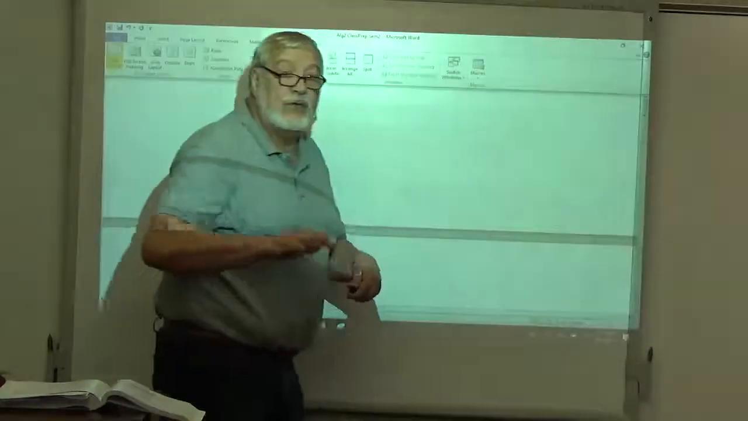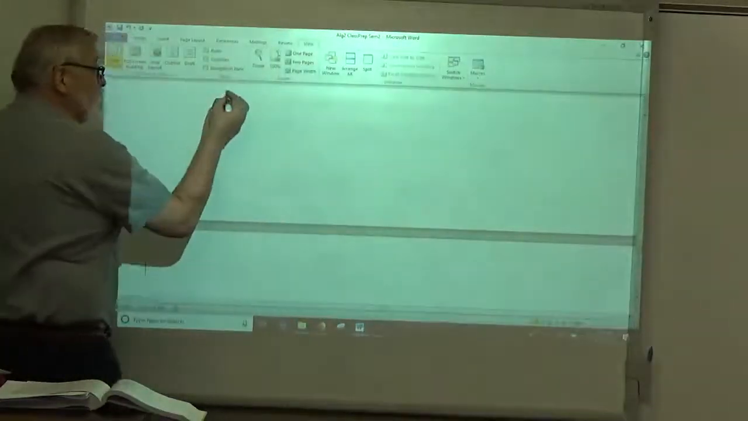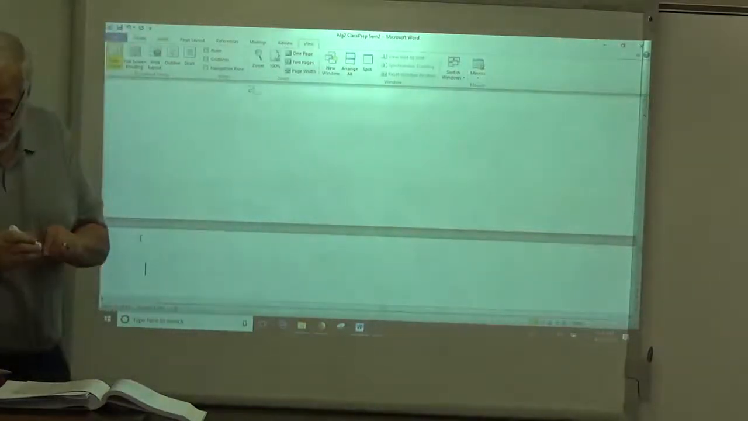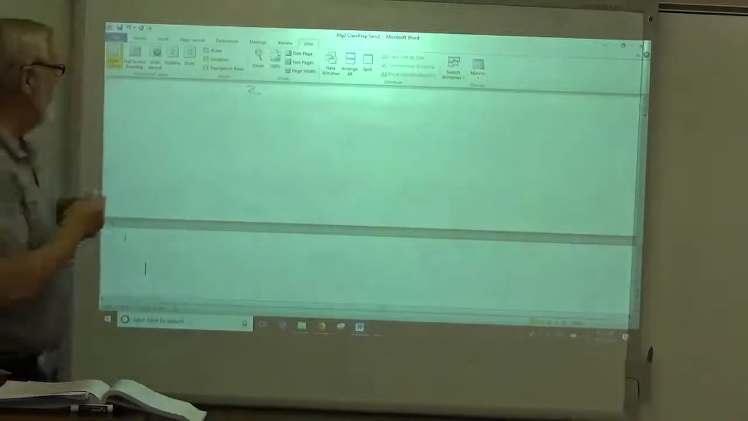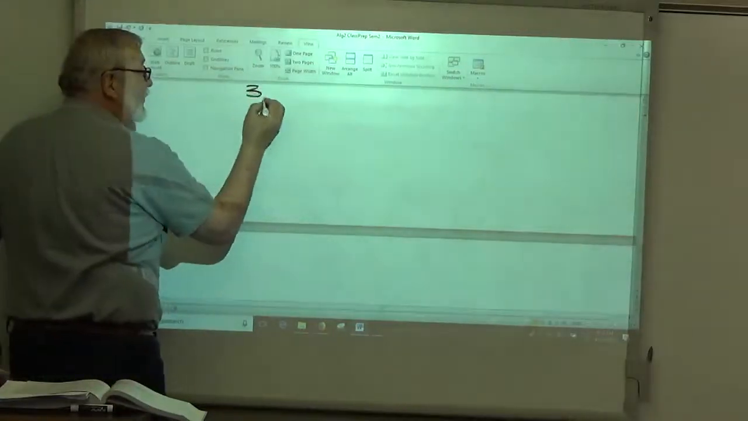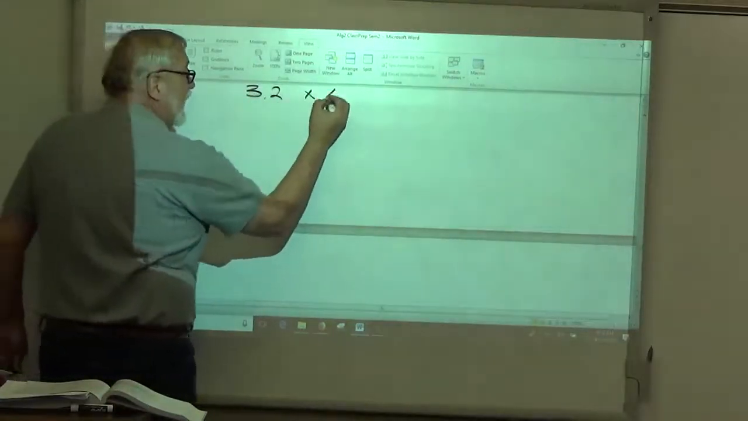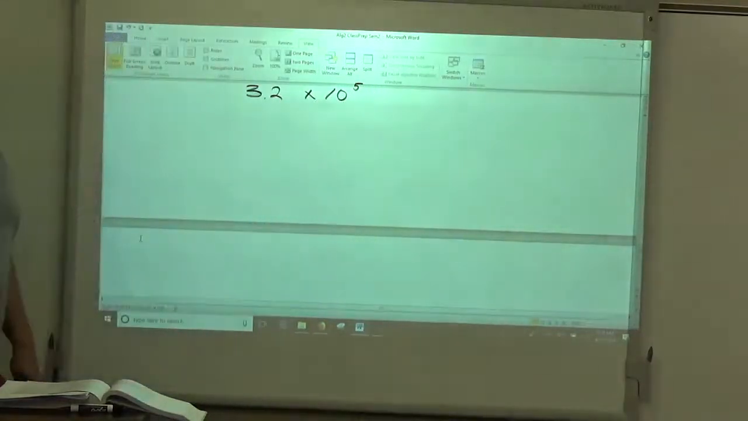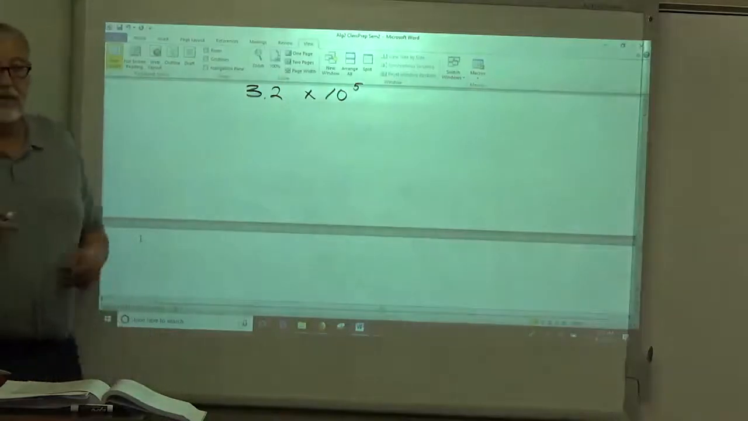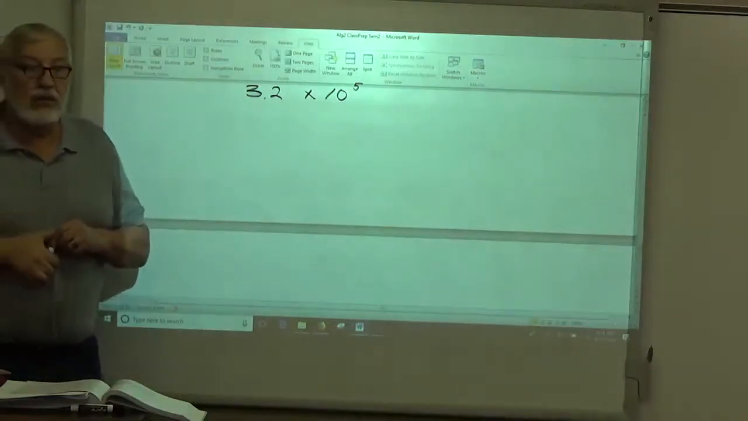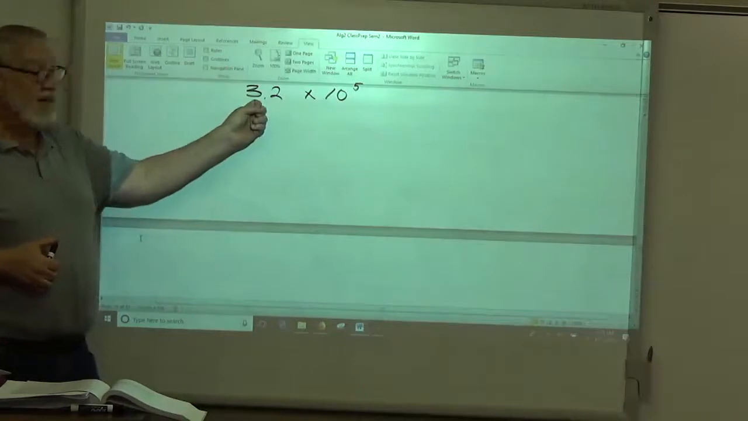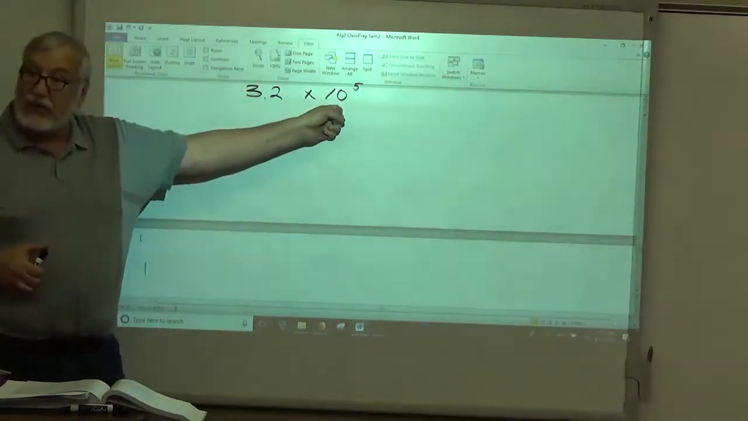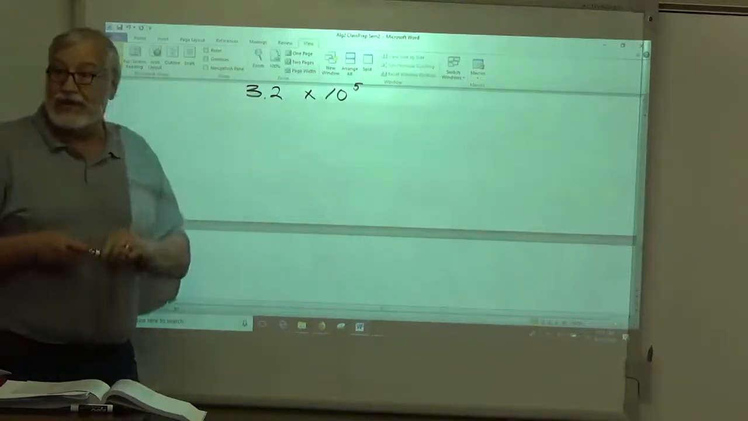If you do scientific notation, let's say that I give you something like this: 3.2 times 10 to the 5th. Is that correct scientific notation? Yes. Why? Because it's above 1 and below 10. This has to be between 1 and 10, and this has to be a power of 10. So that's correct scientific notation.